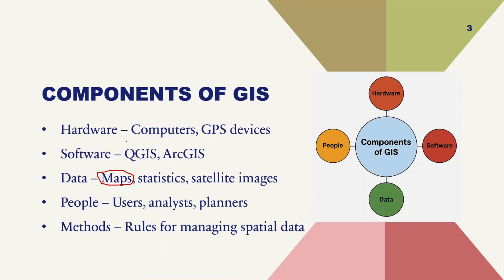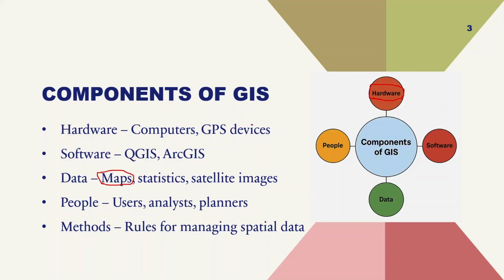Let's look at the components of GIS. What are the components of GIS? When I talk about GIS, the components, we have the hardware, the software, the data, and people. So you can see the hardware over here. What are we talking about when we say hardware?